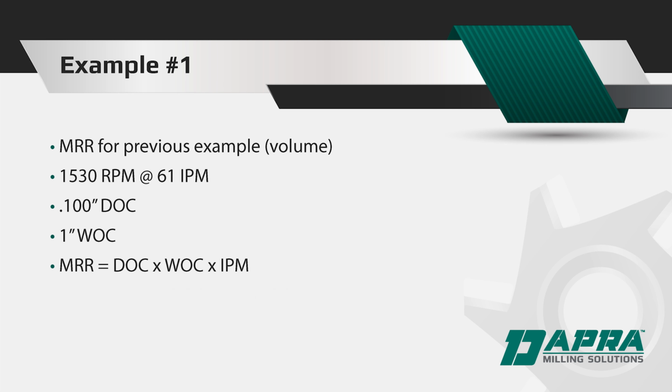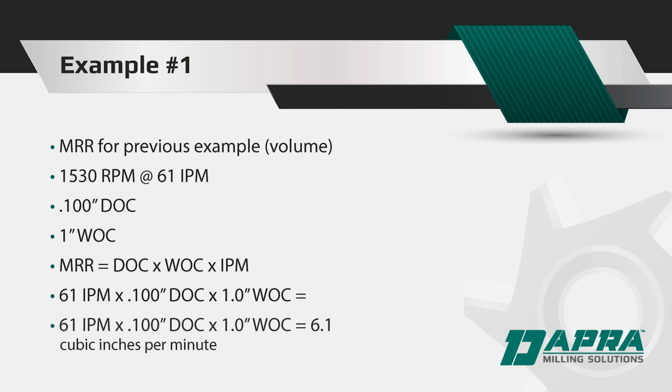In this case, that's 61 inches per minute times 100 thousandths depth of cut times 1-inch width of cut comes out to 6.1 cubic inches per minute. Let's look at a second example.